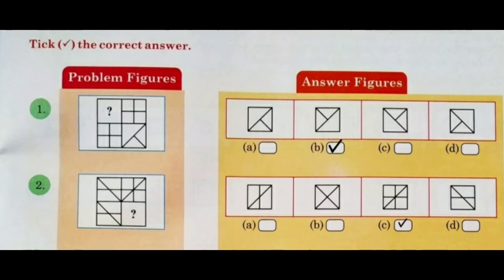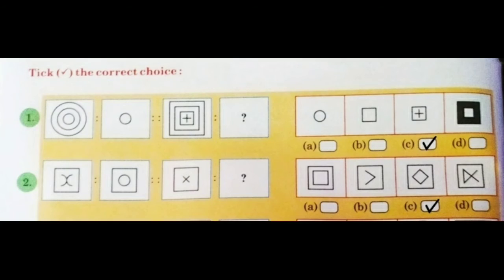Similarly, in question number 2, if we put option C in this figure, then we can observe the figure will be right. But if we put option A, B and D, then we can observe the figure will be wrong. So in question number 2, option C will be right. Let's see some more questions.